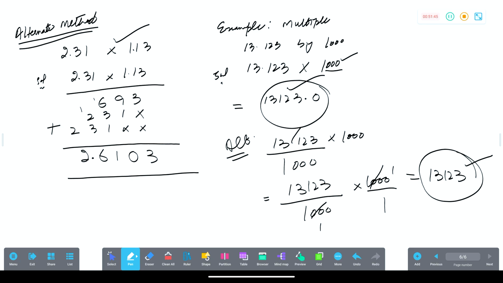Decimal part is nothing. And you can use this method as well, where you first multiply everything by 0, then by 0, then by 0, then by 1. It's your choice. Now we are done with multiplication of decimal numbers.